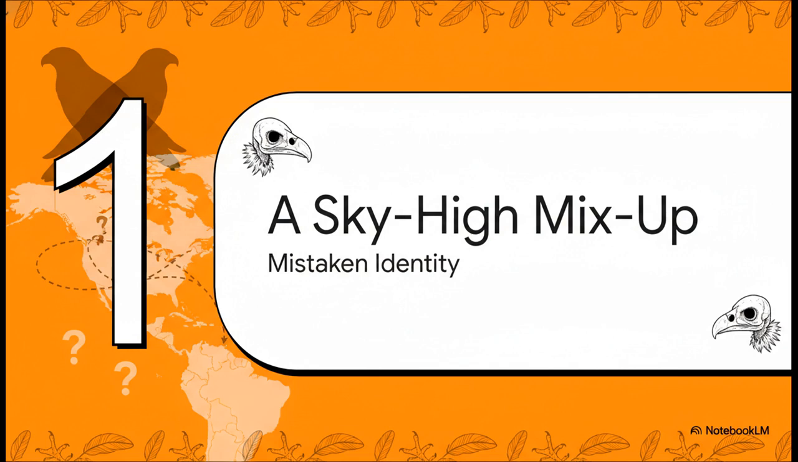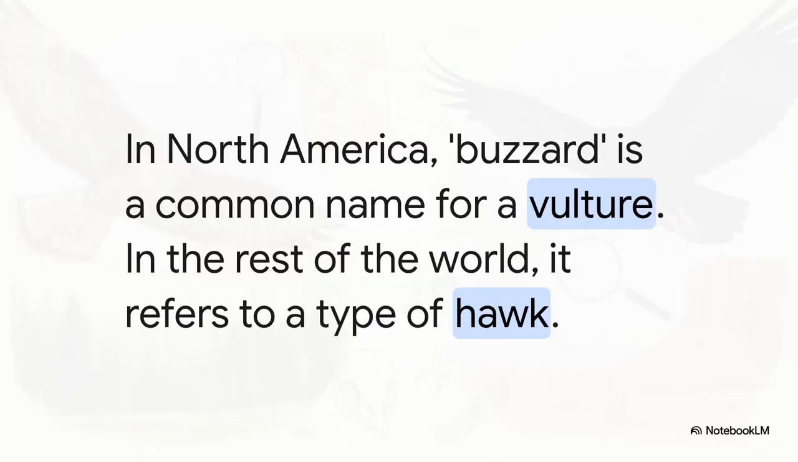First up, the case of the mistaken identity. We are officially kicking off our investigation into why millions of people, especially right here in North America, call one bird by another one's name. So here it is, the heart of the whole problem. In North America, when you say buzzard, you mean a vulture. Simple enough, right? But pretty much everywhere else on the planet, a buzzard is a type of hawk. Yeah, it's the exact same word for two totally different birds.